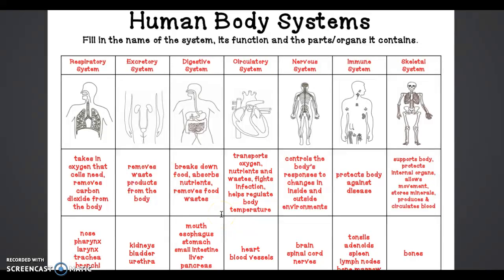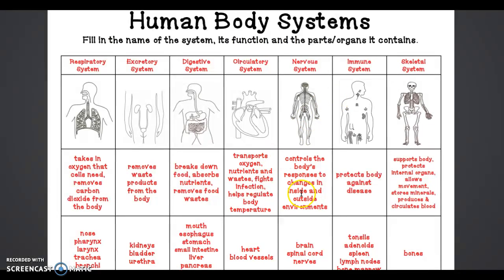One of the biggest things to remember about the digestive system is not only that it's breaking down food, but it's a way for us to absorb our nutrients. As the food travels through the intestines, the water and other nutrients are being absorbed from the food through that whole process. Circulatory system transports oxygen, nutrients, and waste, fights infection, helps regulate body temperature. This is obviously the heart and then all the blood vessels. It doesn't say transport blood, it says transport oxygen because the oxygen is in the blood cells.